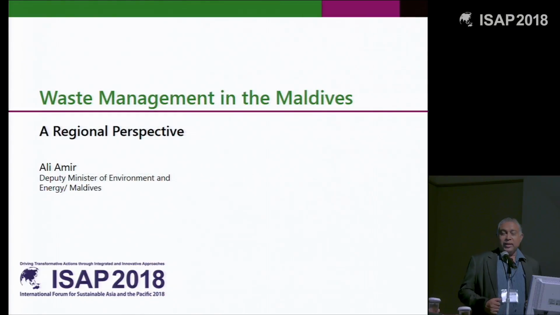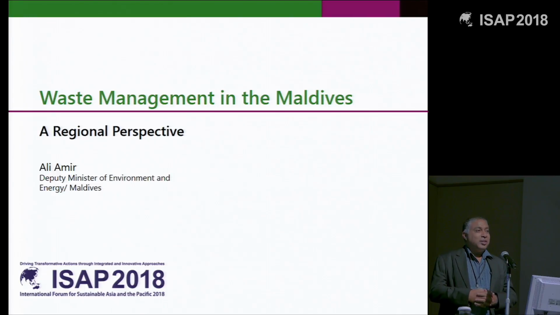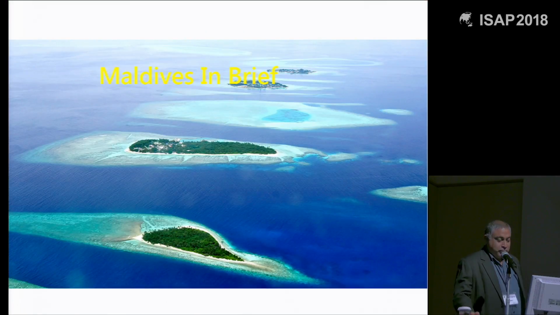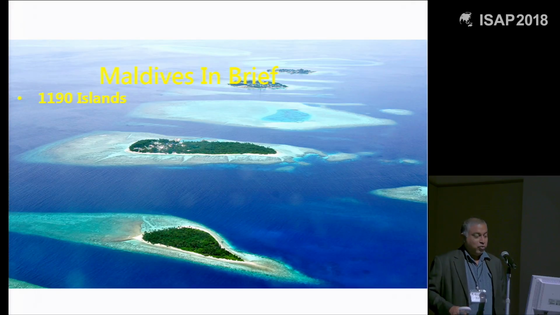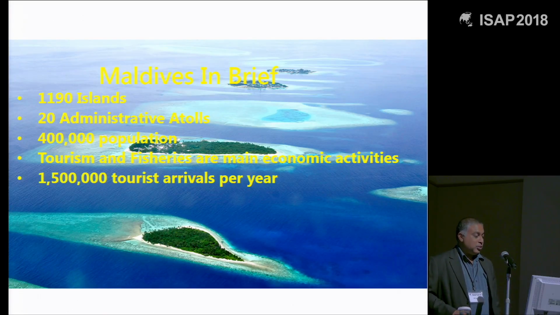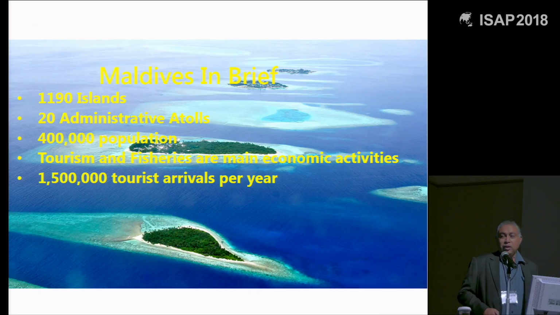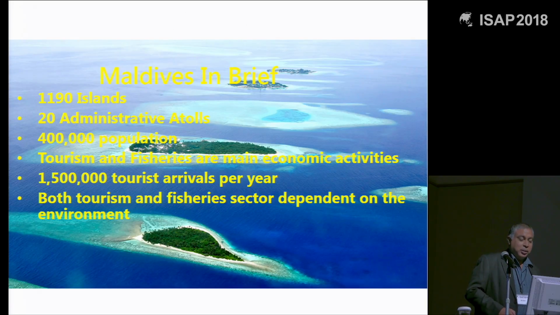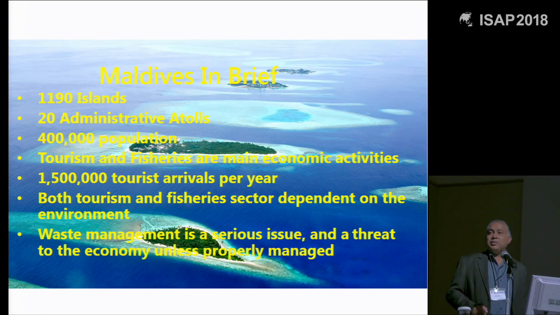Thank you, Onagawa-san. Like Keith explained, we need to look at the reality of the situation, and from the Maldives perspective, I'm going to give you a bit on the ground reality of the Maldives and waste management. In very brief, we are a country of 1,190 islands, divided into 20 administrative atolls, with just over 400,000 population, and tourism and fisheries are the main economic activities. We have a target of trying to reach 1.5 million tourist arrivals next year. Both tourism and fisheries sectors depend on the environment, and hence waste management is a big issue, where improperly managed waste can hamper the economic development of the country.